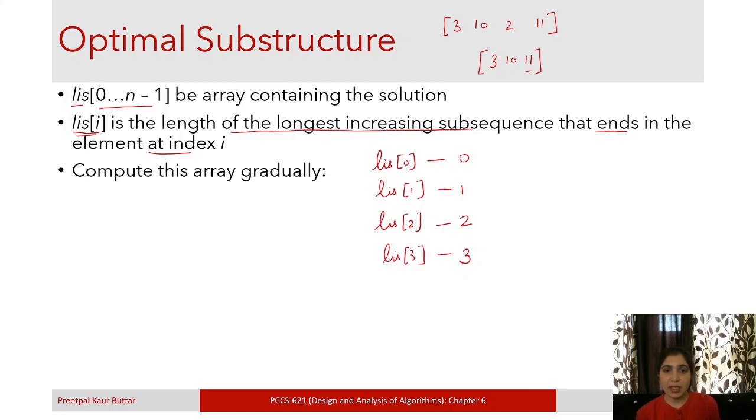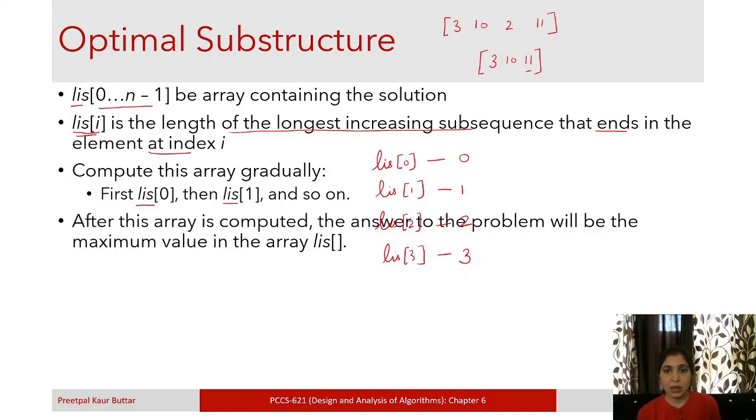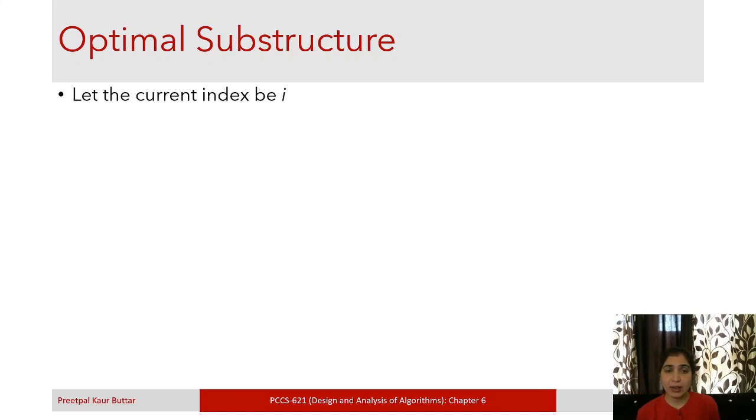So this array is computed gradually, as I drew here. First we will compute LIS[0], then LIS[1] and so on. So after computing the solution to this array, the final answer will be the maximum value in your array. Whatever is the maximum value, that is your longest increasing subsequence. So how to find the solution?